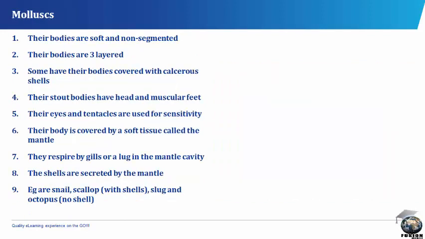The mollusks. Their bodies are soft and non-segmented. Their bodies are 3-layered. Some have their bodies covered with calcareous shells. Their stout bodies have a head and muscular foot. Their eyes and tentacles are used for sensitivity. Their body is covered by a soft tissue called a mantle. They respire by gills or a lung in the mantle cavity. The shells are secreted by the mantle. Examples include snail, scallop with shells, slug, and octopus, that is, no shell.